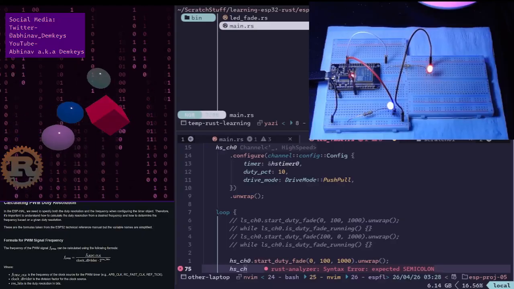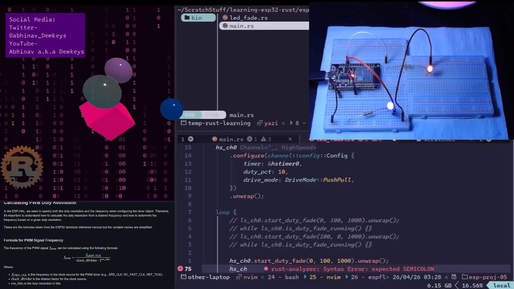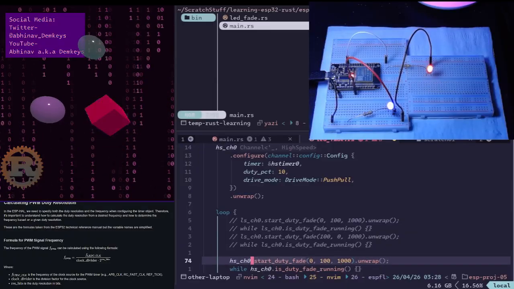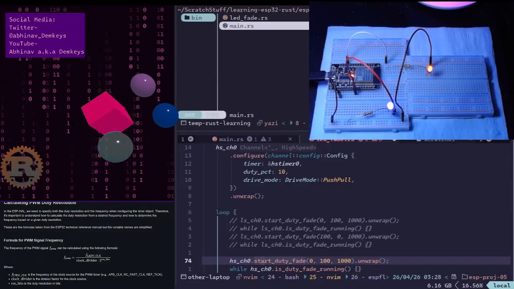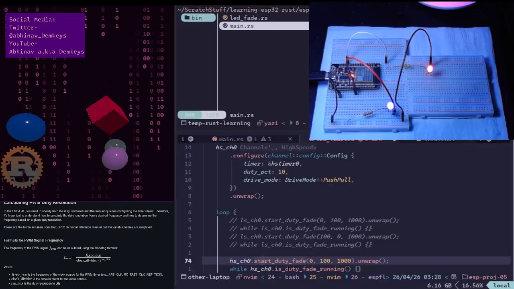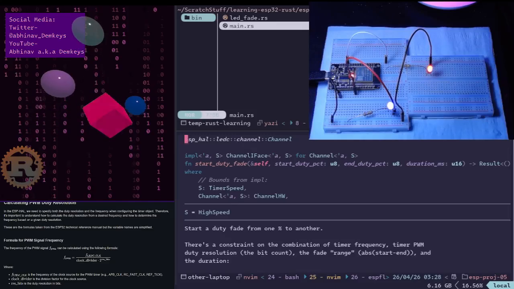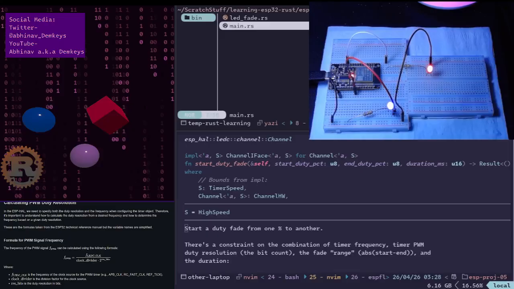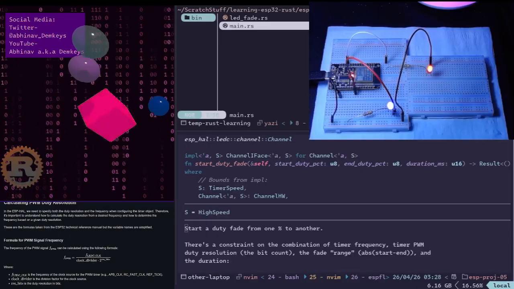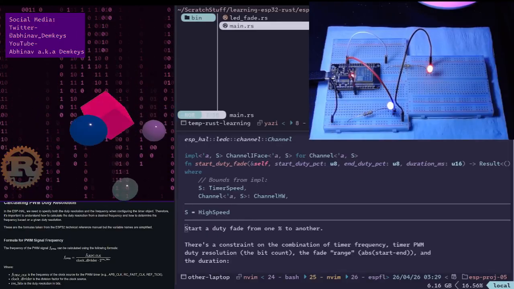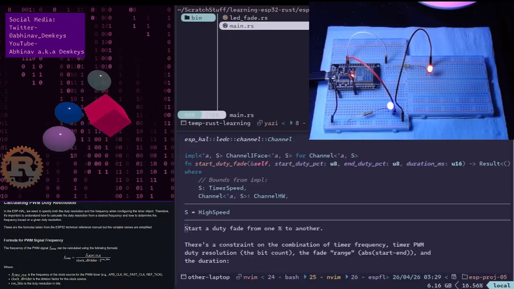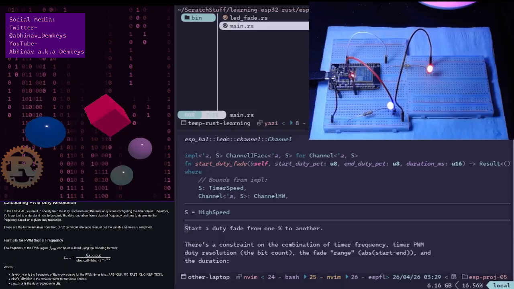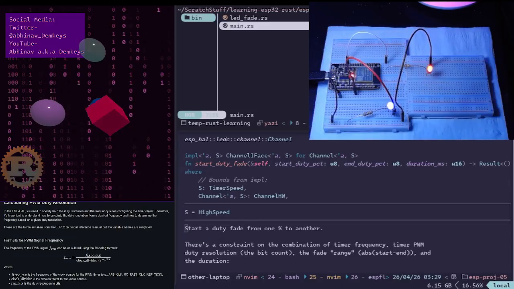Okay, so we have this function. Within our loop, we have this function. It says start duty fade. This starts a duty fade from one percentage to another. So we want to fade from 0% to 100% over the duration of 1 second. That's 1,000 milliseconds. I need to understand what exactly this means. What is happening over here?